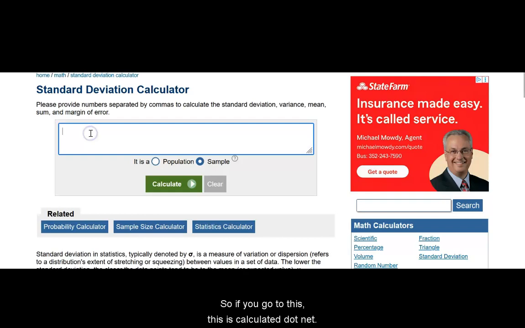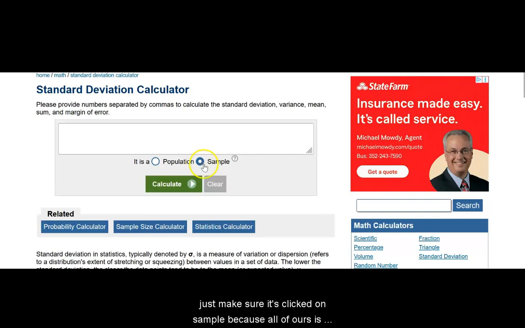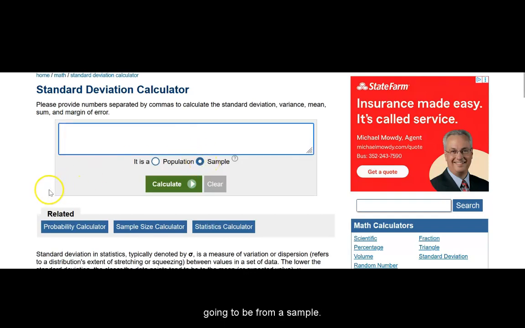So if you go to calculator.net, now over here, see the different options between population and sample. Whenever we do this for class, just make sure it's clicked on sample, because all of ours is going to be from a sample. All you do here is put in all of the numbers. Going back to those notes, I'm looking at the dogs. There's 8 weights. So 16, and you just put commas between each one, as you see it written in the notes. I'm just writing down all of those dog weights that we had.